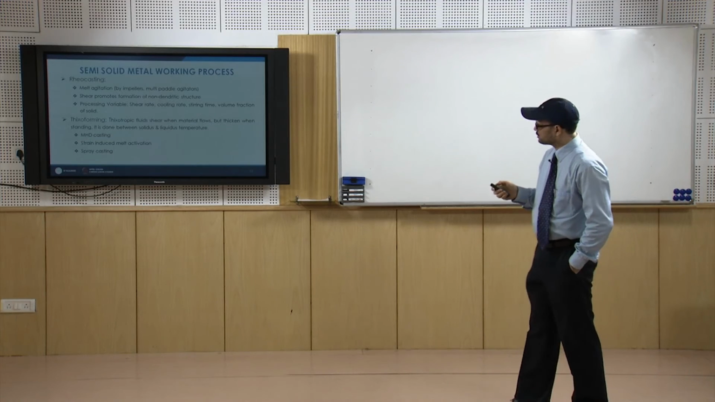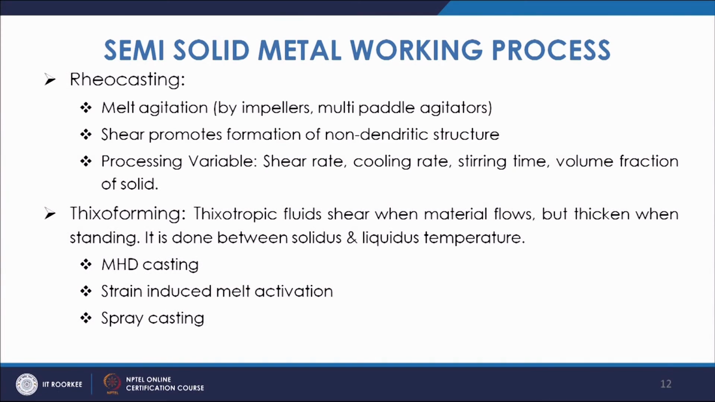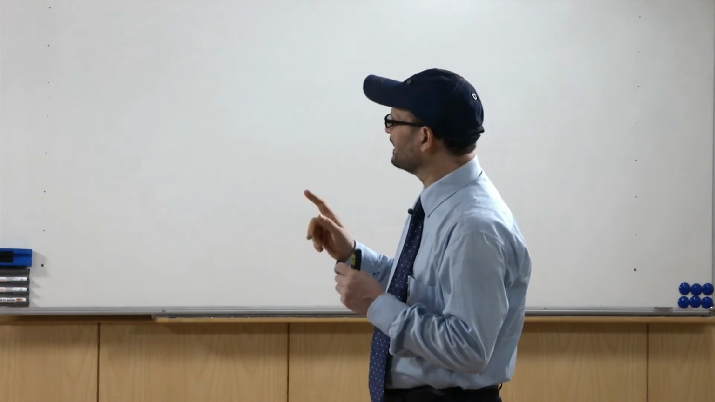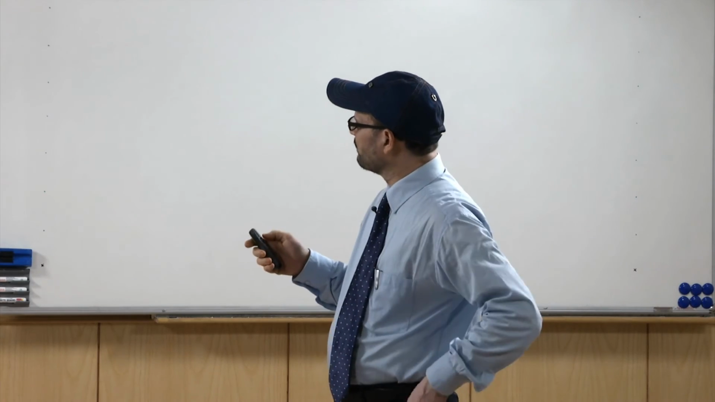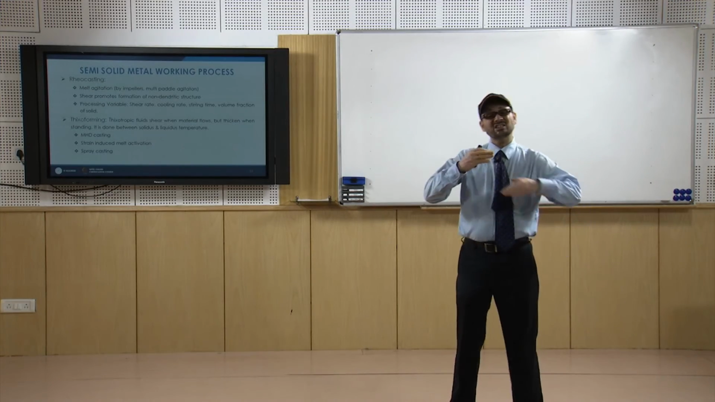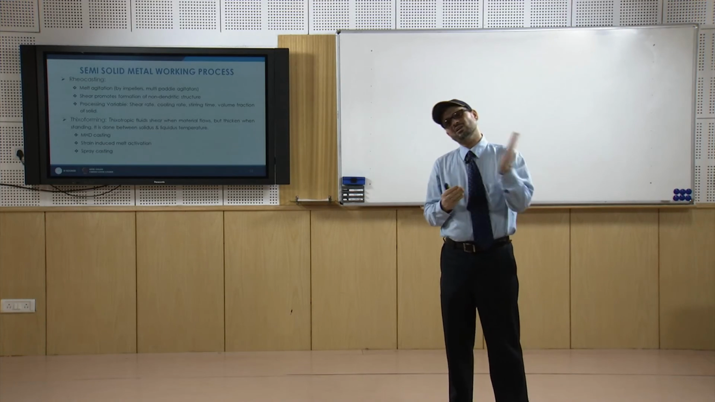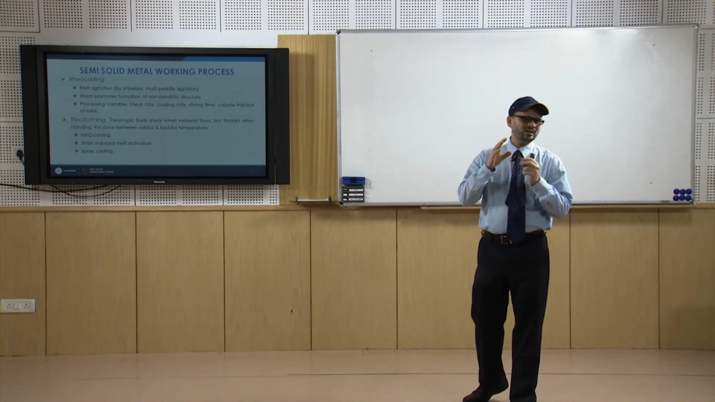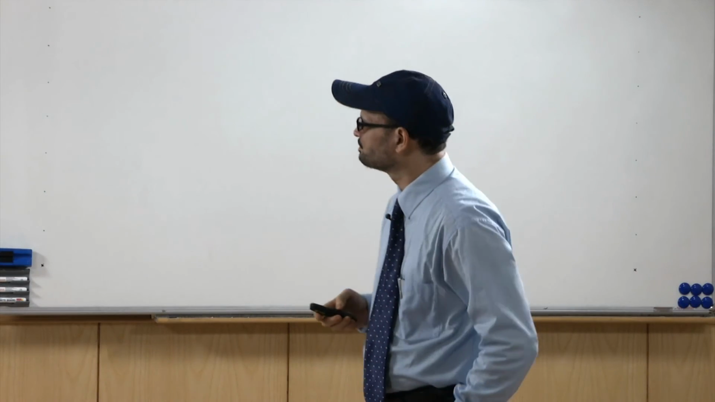So, the processing variables are shear rate, cooling rate, stirring time and volume fraction of solid. So, these are the processing parameters which basically control what kind of structures you can get. So, basically in this, as the time moves and as these variables change, the shift from the dendritic structure to the equiaxed structure will be observed, because of the breaking of these dendrites.